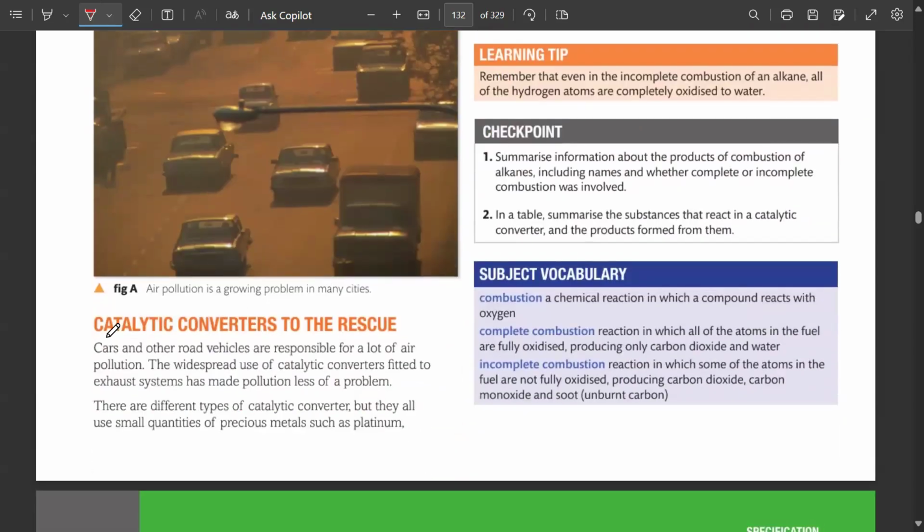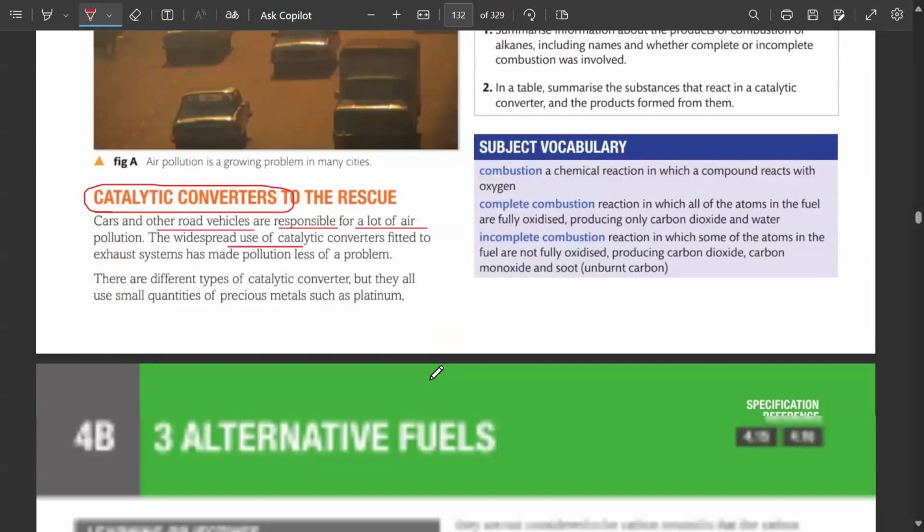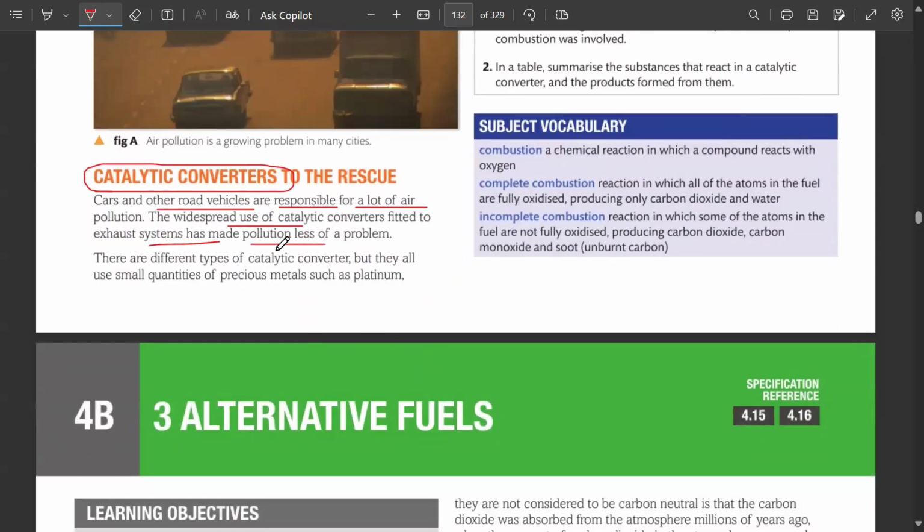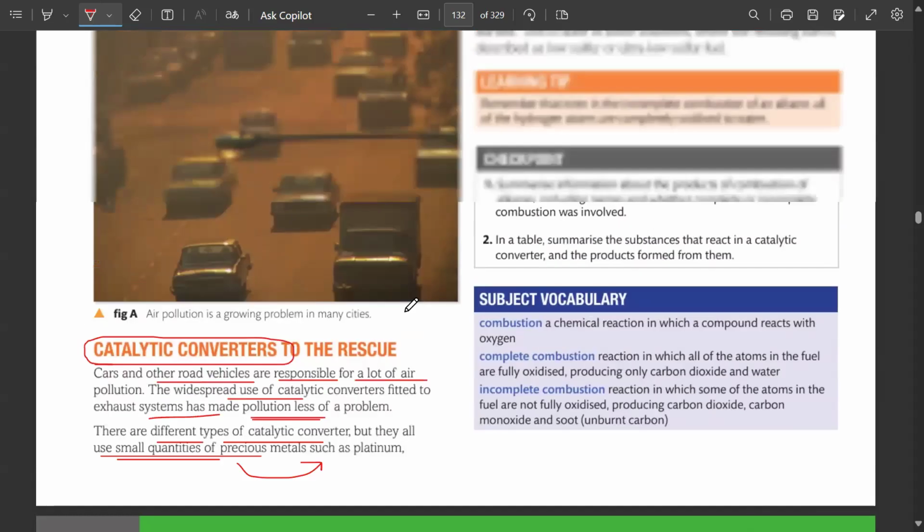But to solve this problem, we have catalytic converters. Now, what happens in catalytic converters? Cars and other road vehicles are responsible for a lot of air pollution. The widespread use of these catalytic converters fitted to exhaust systems have made pollution less of a problem. There are different types of catalytic converter, but they all use small quantities of precious metals such as platinum.